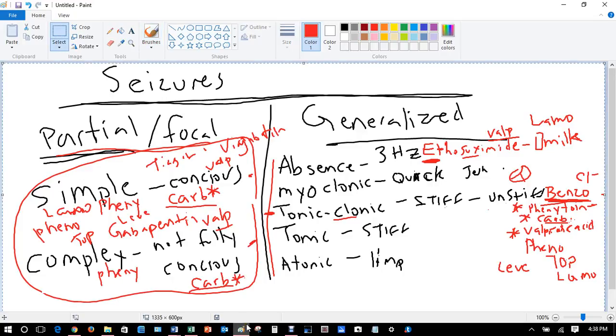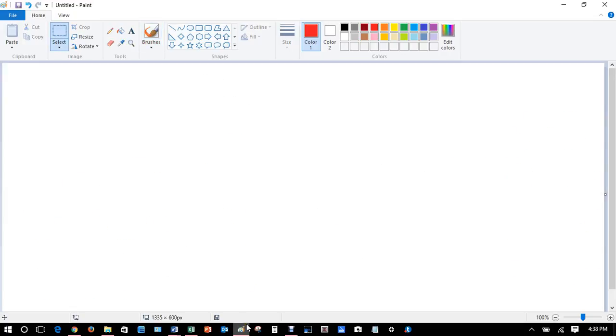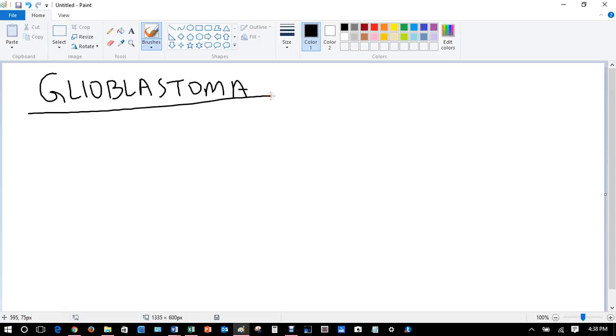So to start off, this is from my previous lecture that I did. Let's go ahead and talk about the adult primary brain tumors. The first one we want to talk about is a glioblastoma. Glioblastoma multiforme is what a lot of times they call this, but we'll just stick with glioblastoma. It's a grade 4 astrocytoma.